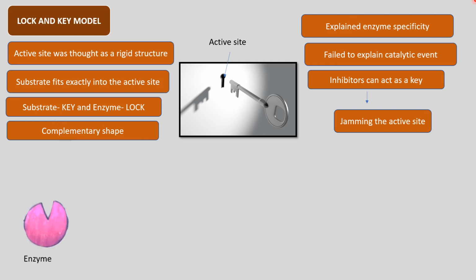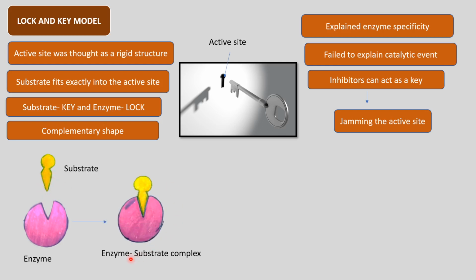So what happens in the Lock and Key model is that suppose this is an enzyme and this is your substrate, right? So both of these have complementary shape. You can see the shape of the enzyme active site, it complements the shape of the substrate.